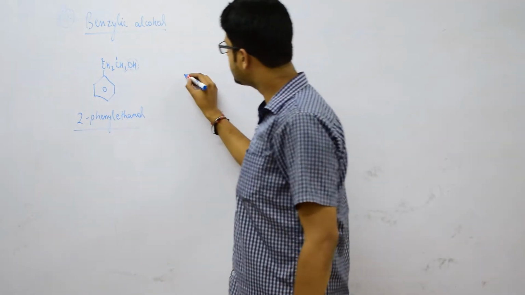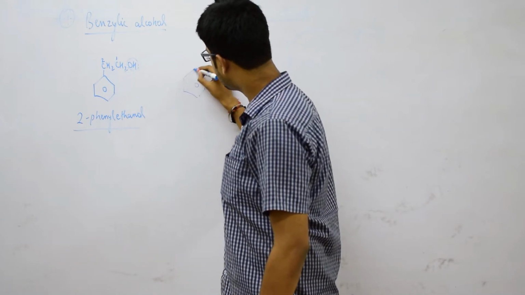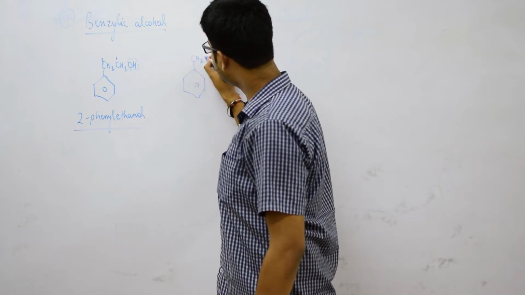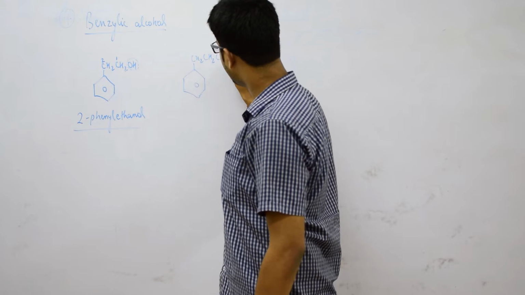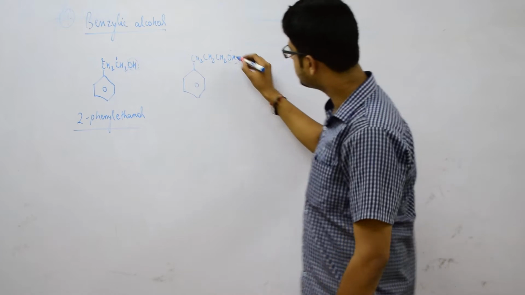We take one more example. This is our benzene ring. And to the side chain, again one OH group is introduced, that is, an alcoholic group is introduced. This is our OH group.